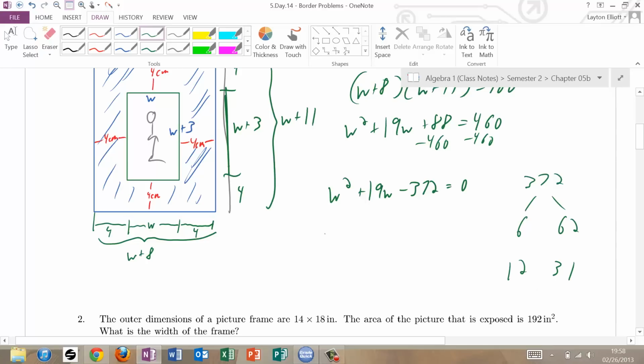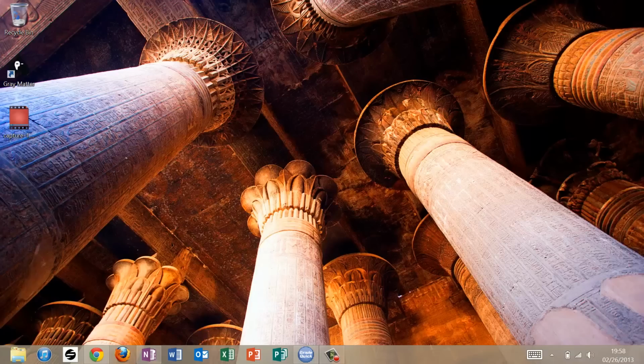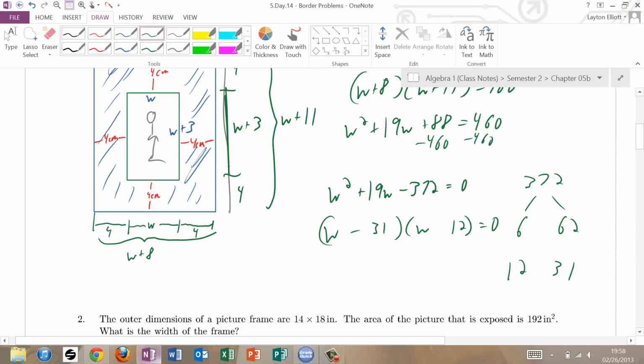31 and 12 differ by 9, so this is going to be (W and W). I have 31 and 12, which gives me (W + 31)(W - 12). That tells me that W is equal to negative 31 or W is equal to 12. Well, W can't be negative 31, so W equals 12.